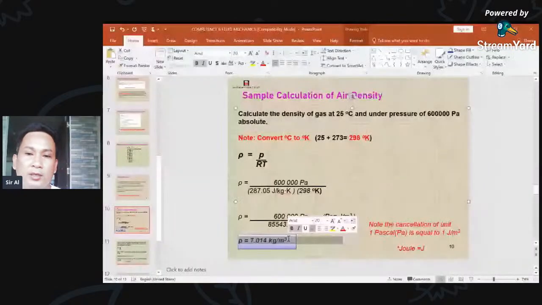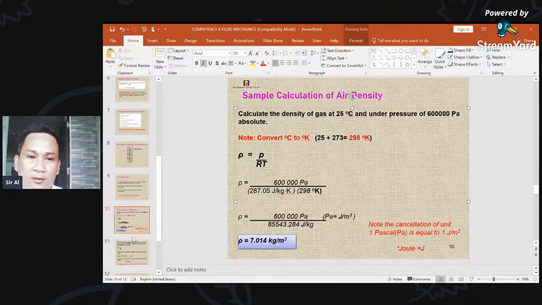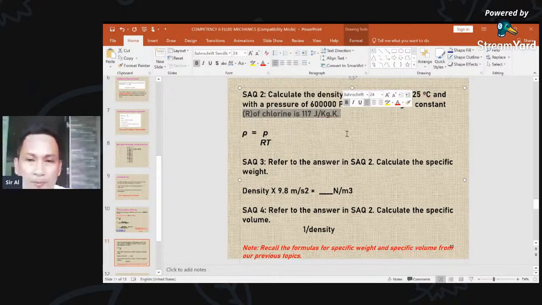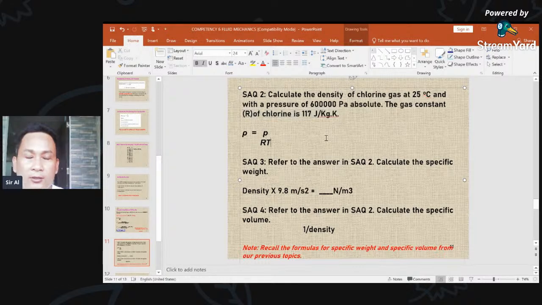The density is in kilogram per cubic meter. J stands for joule. So for SAQ2, calculate the density of chlorine gas at 20 degrees Celsius and with a pressure of 6,000 Pascal absolute. The gas constant for chlorine is given with a value of 117. So here we will not use the R of dry air, because the gas constant of the fluid is given, which has a value of 117.